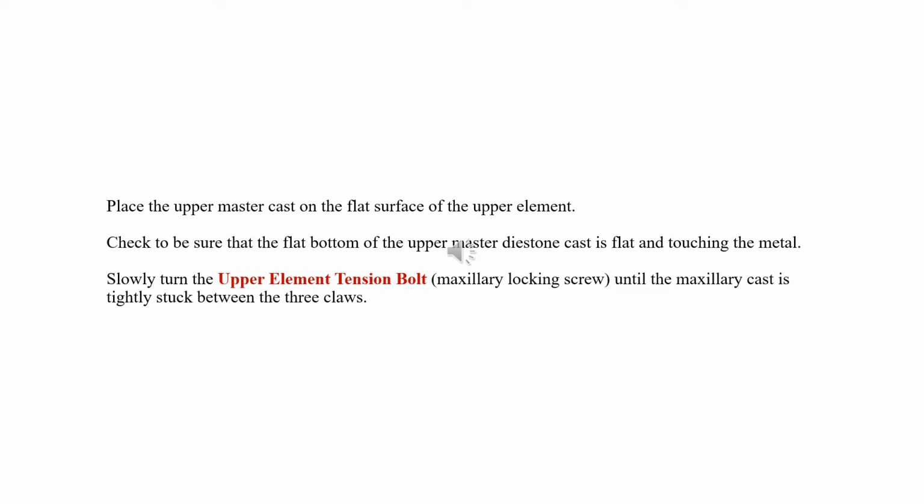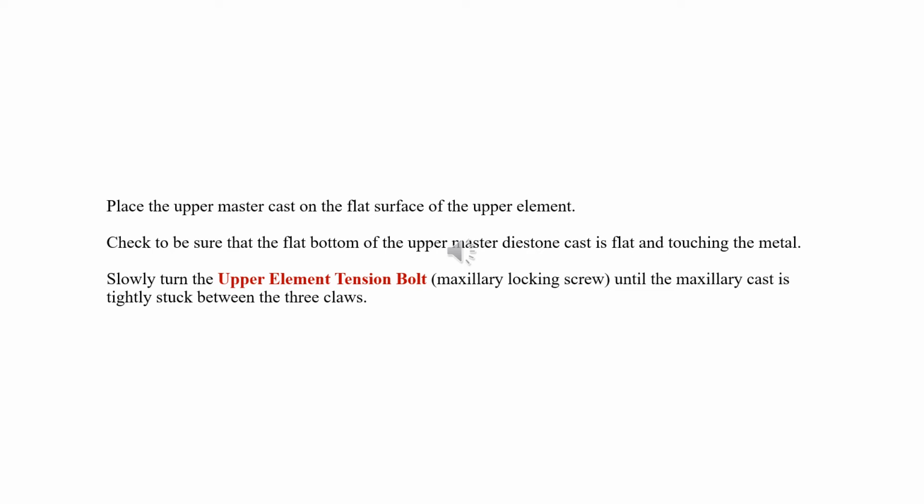Well, now you're ready to place the upper master cast on the flat surface of the upper element. So the base of the upper die stone master cast is going to be flat. You had a model former, yellow model former, and then sometimes you trim it. It's very flat, and so is the metal flat. So it should fit beautifully together with no gaps between the metal and the bottom of the die stone. And check to be sure that the flat bottom of the upper master die stone cast is flat and touching that metal. It's supposed to be very precise.